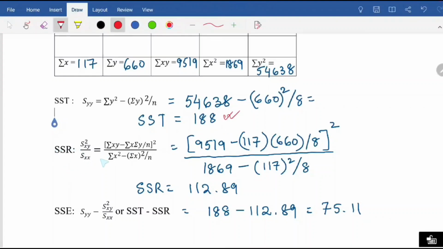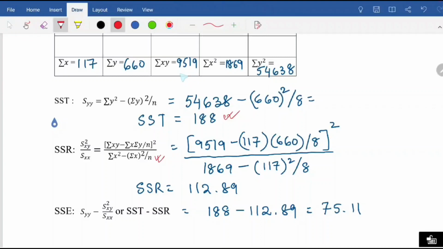Then SSR. So SSR is sigma x times y minus sigma x times sigma y divided by n, and the whole thing is squared, for the numerator, and for the denominator it's s sub xx. So that means sigma x squared minus sigma x whole squared divided by n. Now this value here again was calculated when we were working on the regression equation. Now this part for SSR was also calculated, but it was not squared. So we can plug in the values.